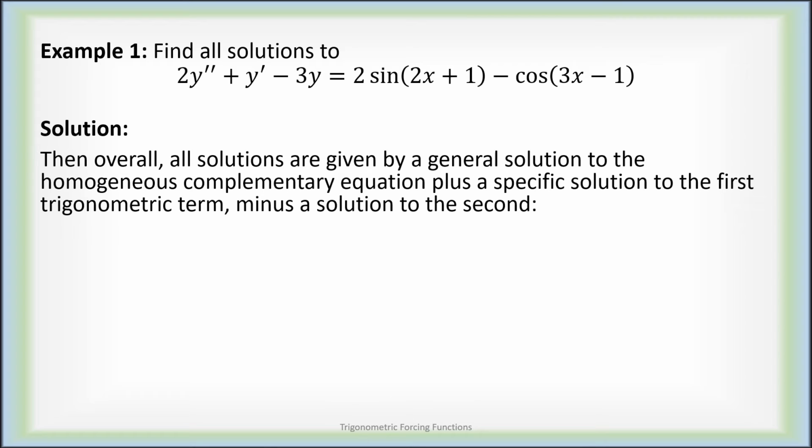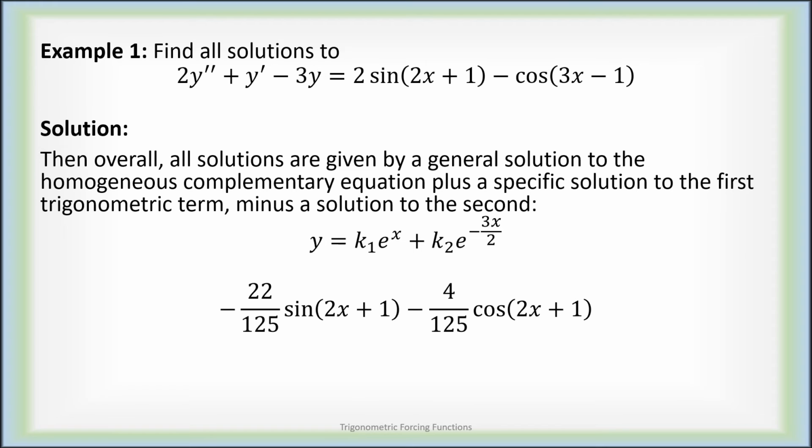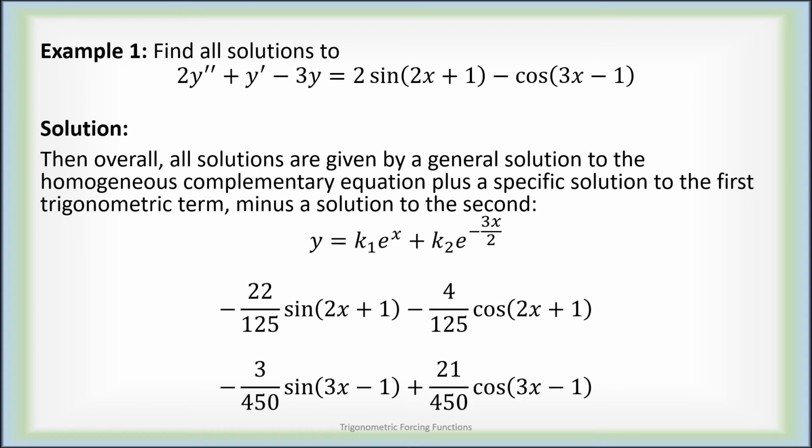So overall, solutions to the differential equation are given by a general solution to the homogeneous complementary equation, plus a specific solution to the first trigonometric term, minus a solution to the second one. We found a particular function that generated a cosine of 3x minus 1, so we do have a minus sign we need to throw in front of all of that. So here we have a general solution to the complementary equation. We already found a fundamental set of solutions to be e to the x and e to the minus 3x over 2. So any solution will be some linear combination of those two. Here is the particular solution that generated our 2 sine 2x plus 1. And now I subtract the particular solution that generates the cosine of 3x minus 1.